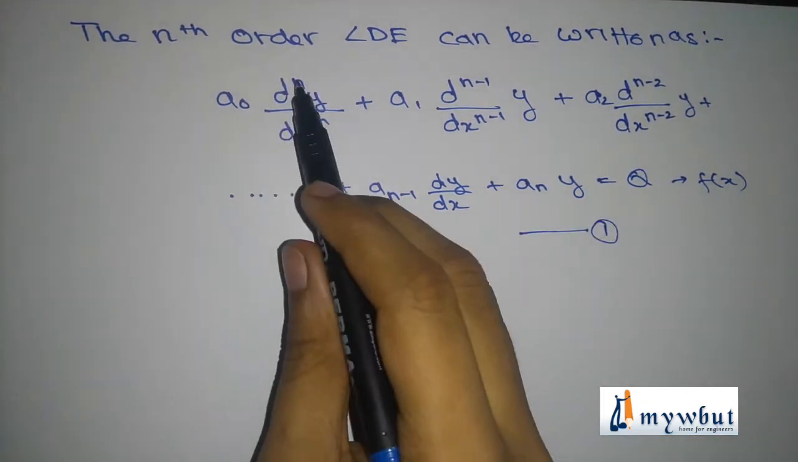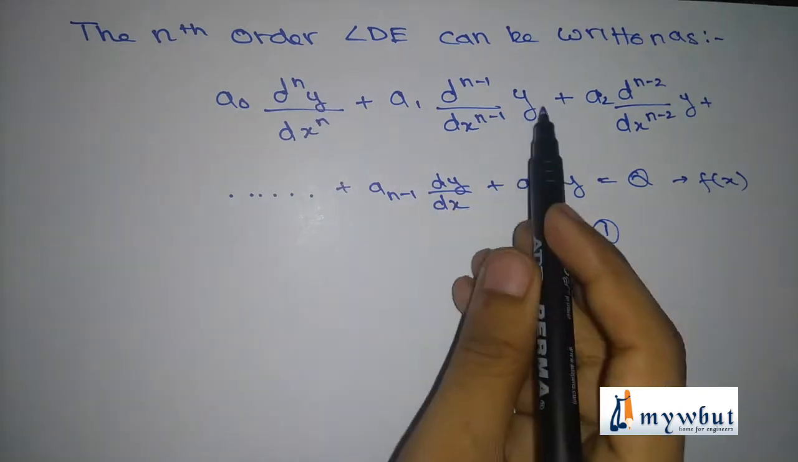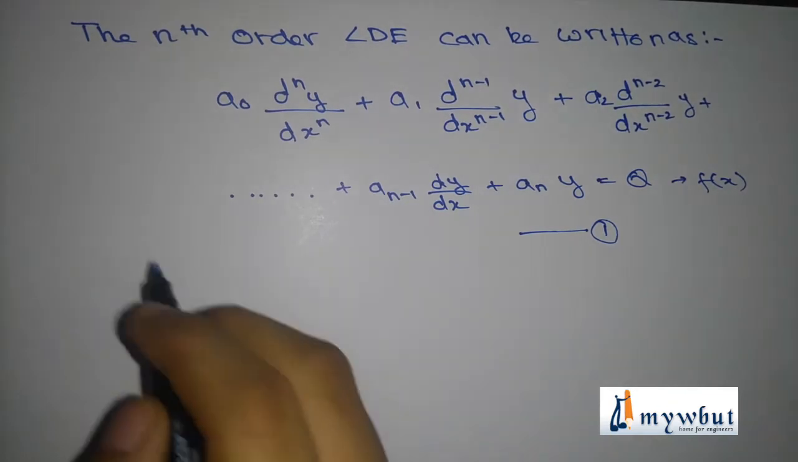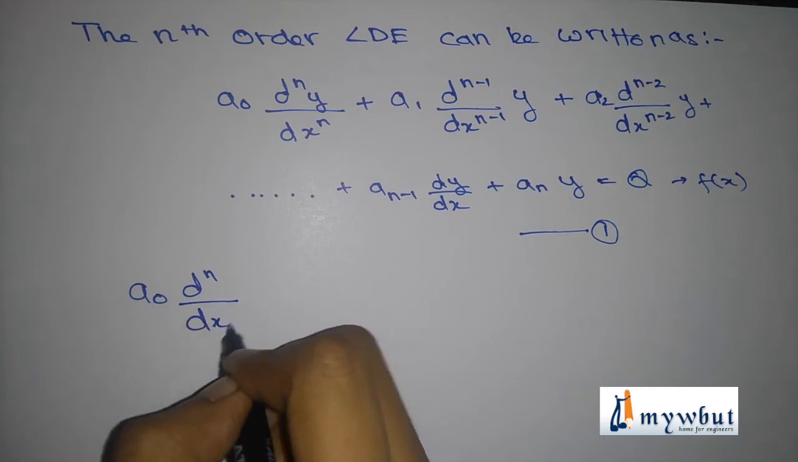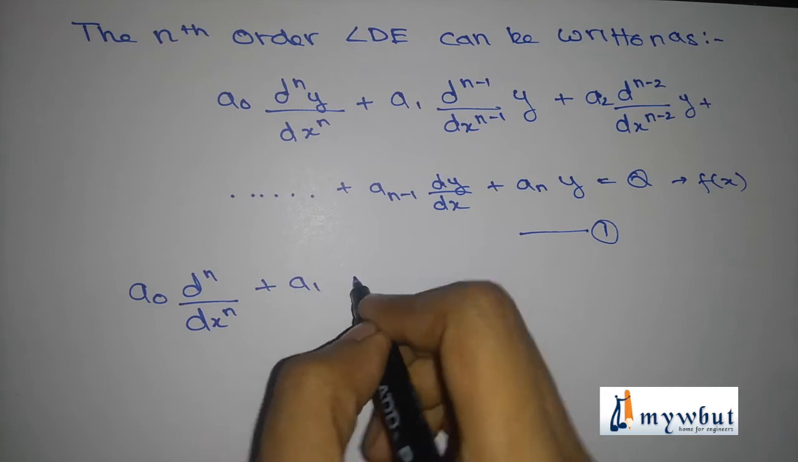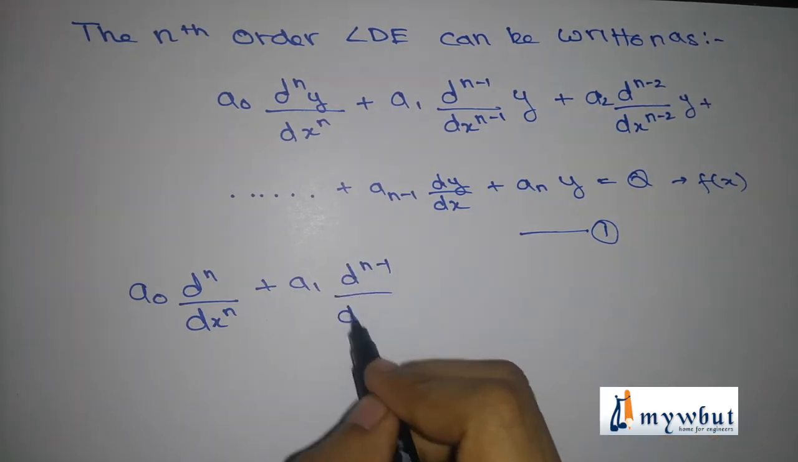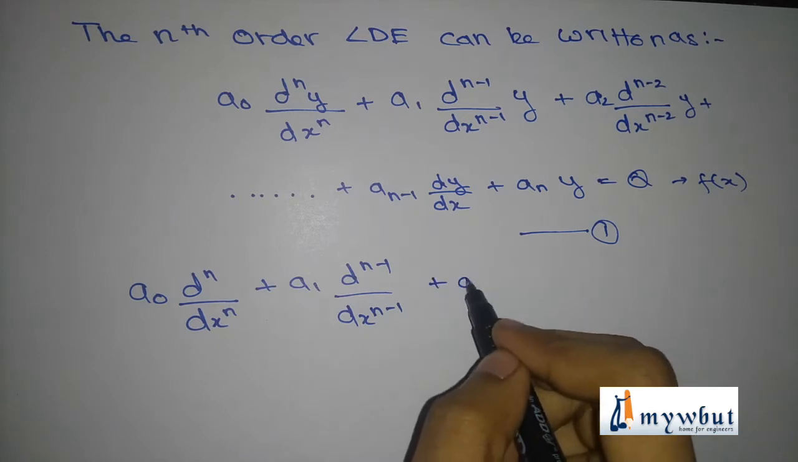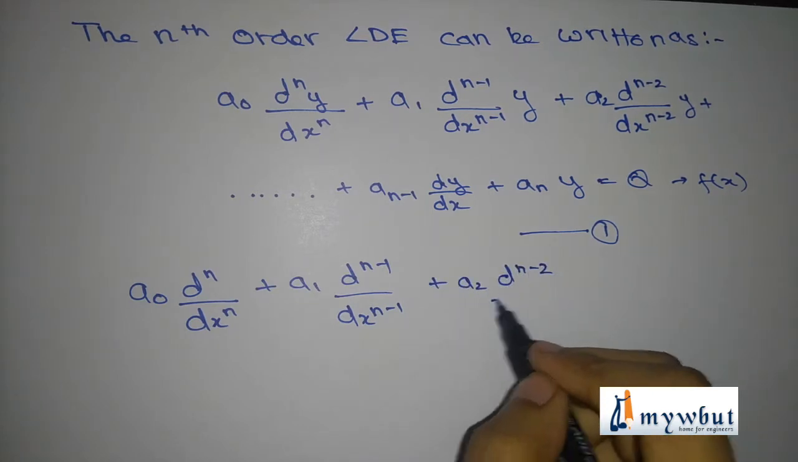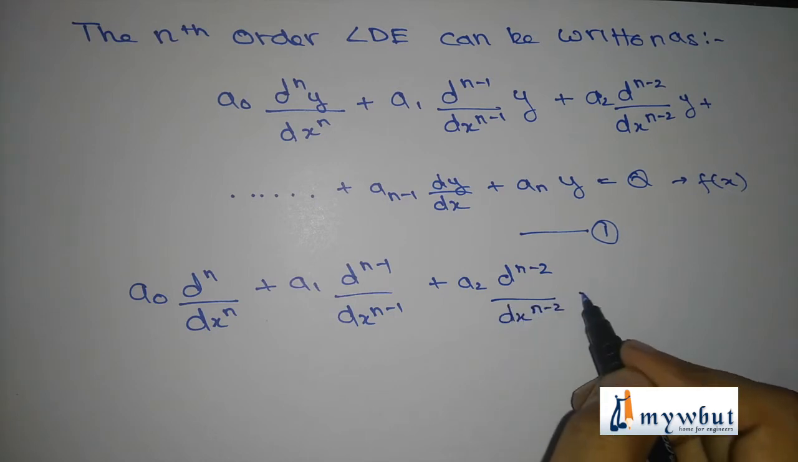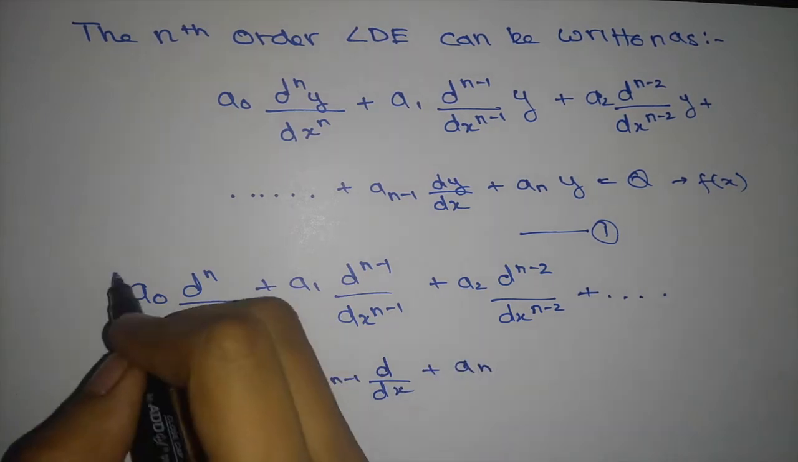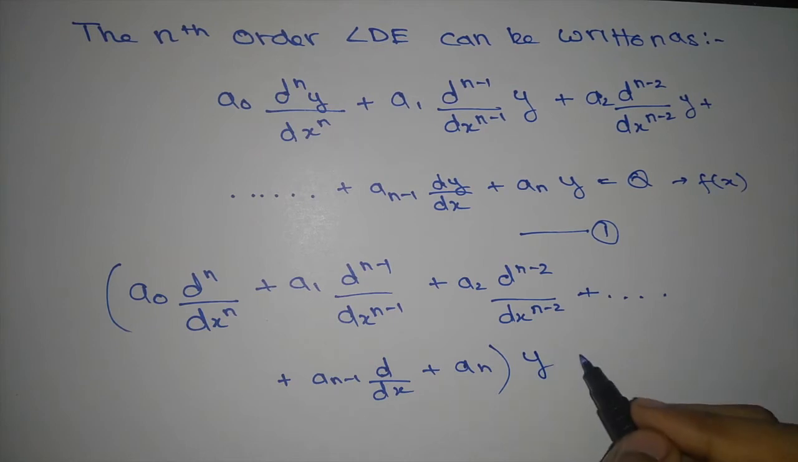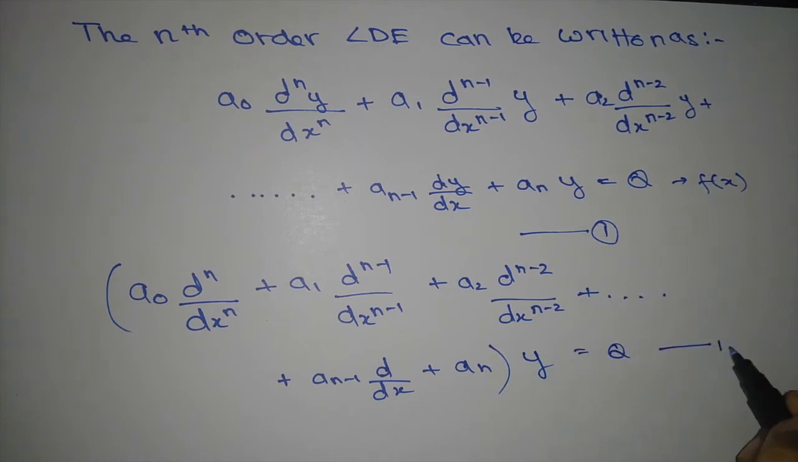Taking y common from all of these terms, we would be getting a naught d^n/dx^n plus a1 d^(n-1)/dx^(n-1) plus a2 d^(n-2)/dx^(n-2), similarly, a(n-1) d/dx plus an, taking y common from this, y is equal to q. Let this be equation 2.